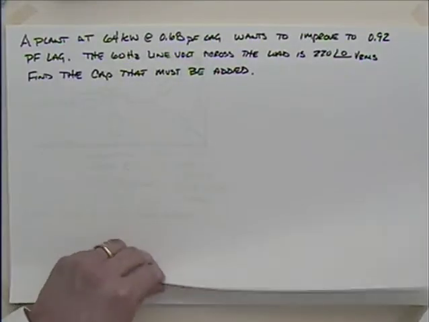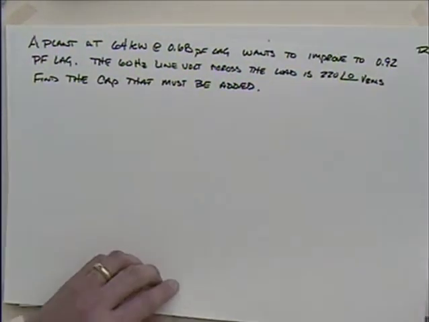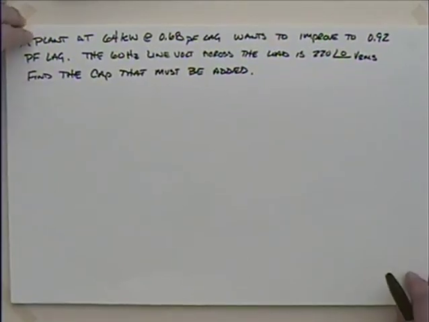Well, let's try another problem. It's a verbiage problem, so chances are it's probably power, maybe 3-phase, but most likely power. We're told that a plant currently at 64 kilowatts and 0.68 power factor lagging wants to improve to 0.92 power factor lagging, because a 0.68 lagging power factor is really bad. They are way too inductive. The power company is going to get after them. And so they want to improve to about 0.92 lagging.